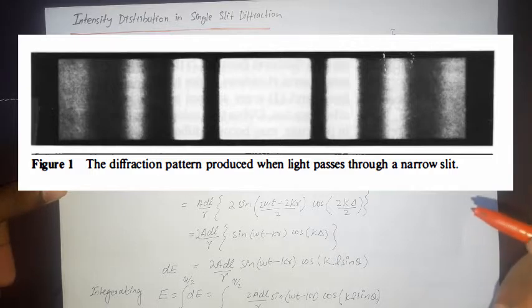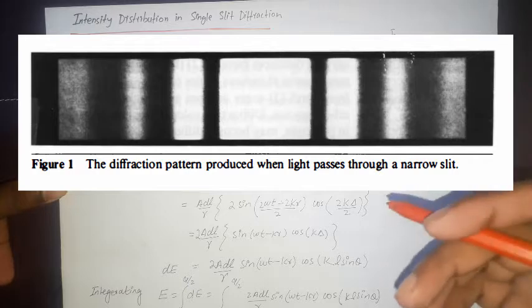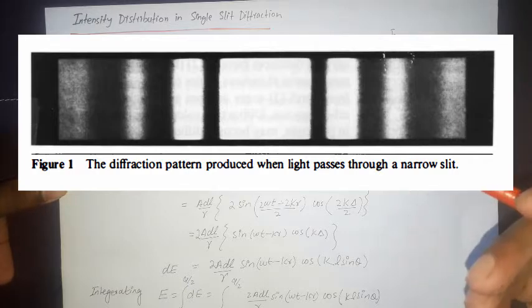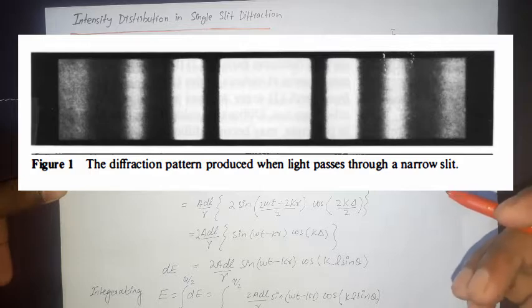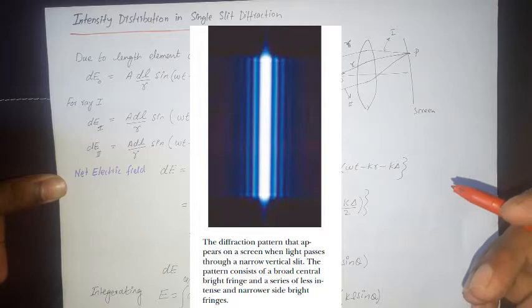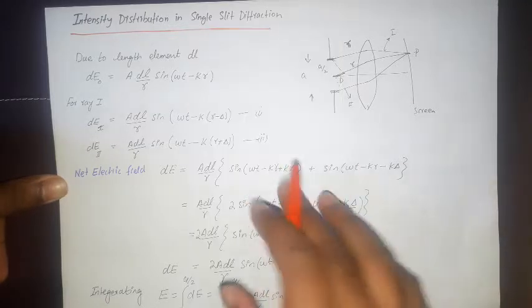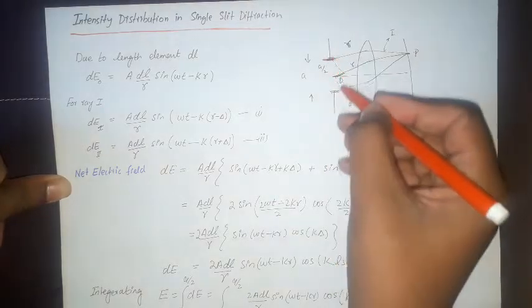At the center the intensity is high or larger, then it reduces slowly, and then there is a minimum, and then there is a maximum, but the secondary maximum has less intensity as compared to the principal maximum. So we are going to find a condition for this intensity distribution. This is the single slit diffraction pattern.